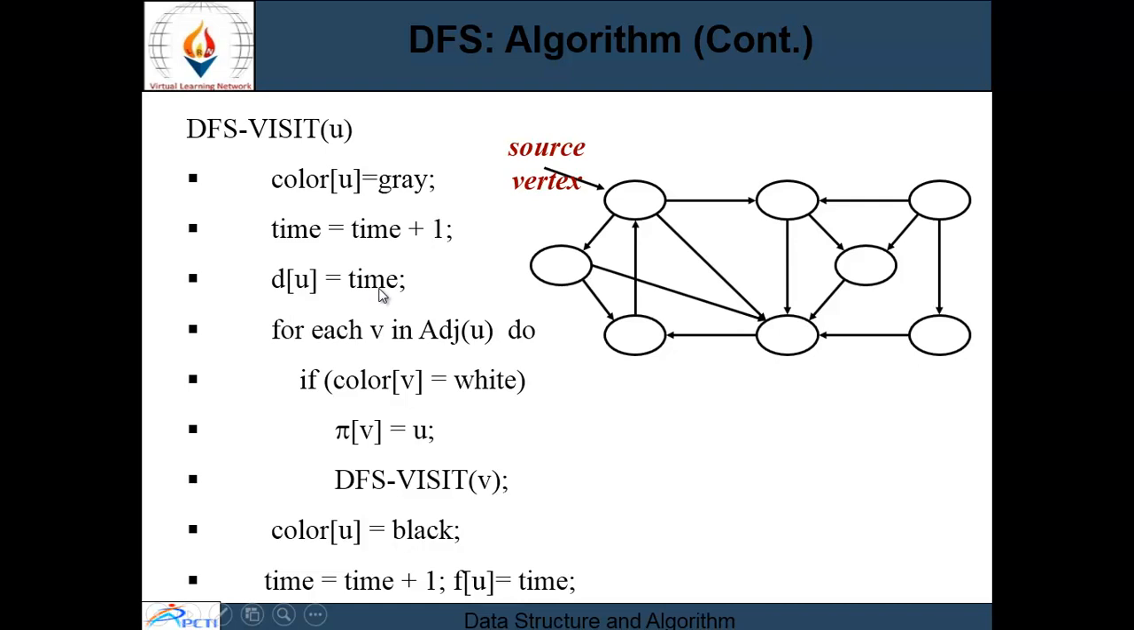du will be initialized by the time factor. मीन्स जो भी आपके टाइम की वैल्यू आएगी उससे आप du को इनिशियलाइज करेंगे. And for each vertex in adjacent u, if color is white, then we will visit this again and we will color it by black. After reaching or after visiting each node, after finishing the visit of each node, we will color it with black, and again time will be incremented by 1, and finished time will be initialized by time.